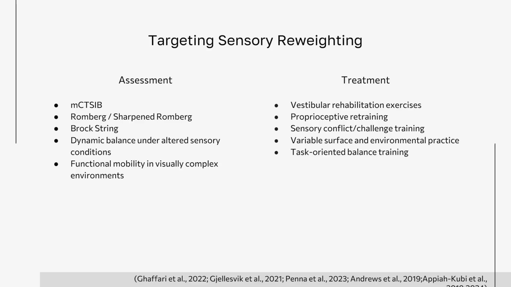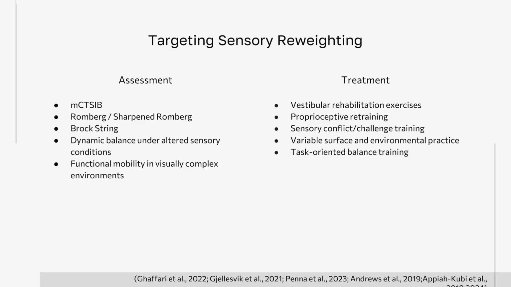The Brock string assessment shows you impact of binocular vision and changes in adaptation, integration, visual coordination. Any dynamic balance under altered sensory conditions, a four square step test, what's that called? Tug test with some type of weight, uncompliant surface, eyes, maybe not eyes covered, it's not the safest, but vision included. Any type of way where they have to dynamically switch between or take in information is going to assess reweighting. Functional mobility with visually complex environments.